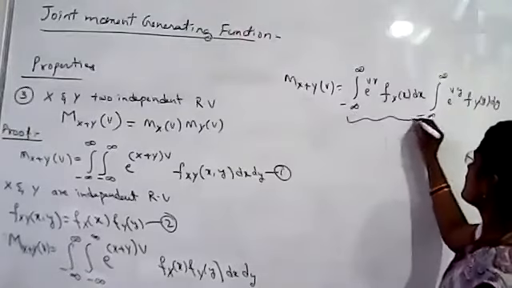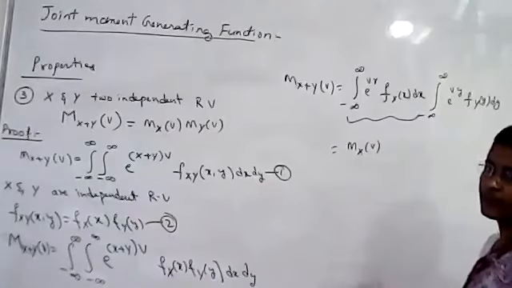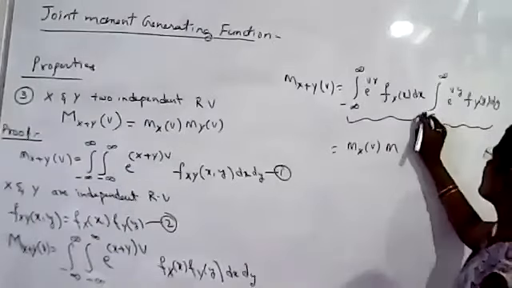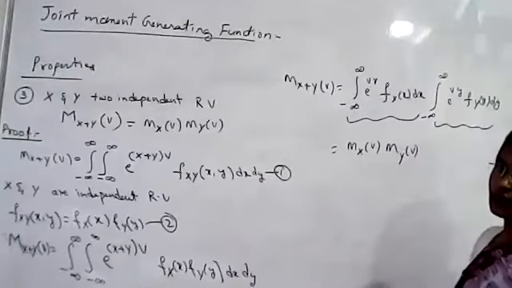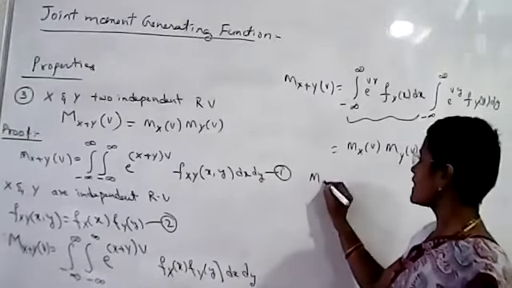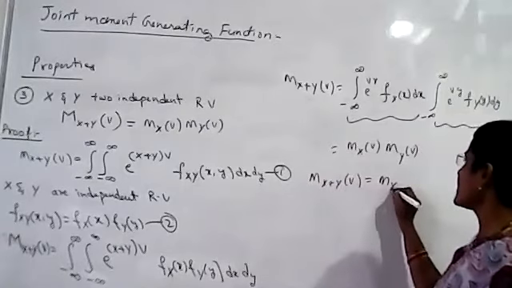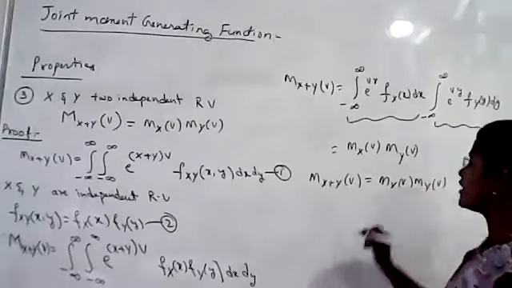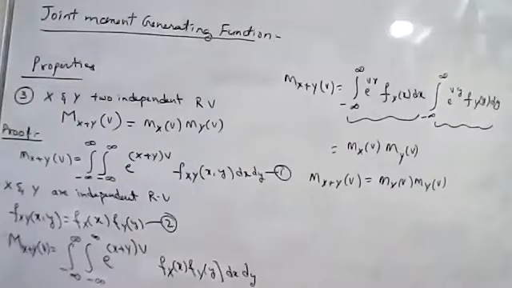Now observe this: it has the random variable x and the variable b, a function of b. Similarly, in this equation we have the random variable y and it is a function of b. So from this we can write Mx+y of b can be written as Mx of b times My of b if x and y are independent random variables. This is our third property of the joint moment generating function.